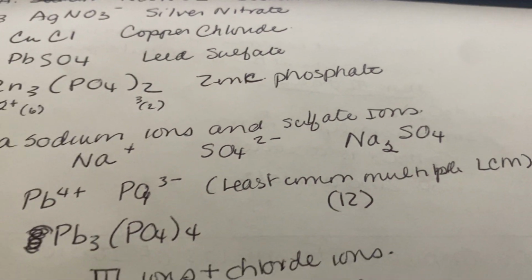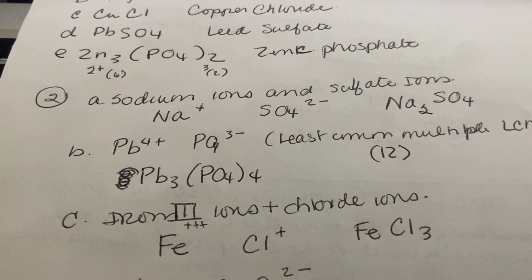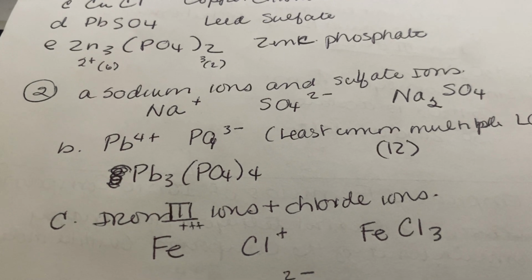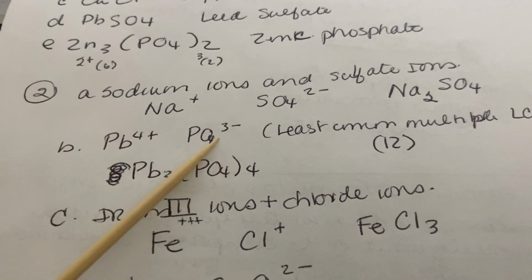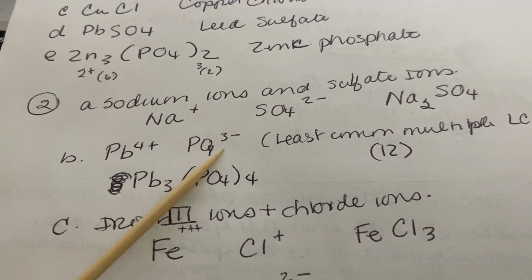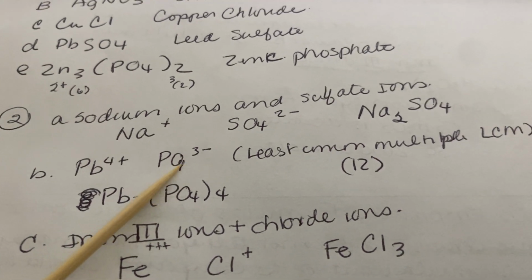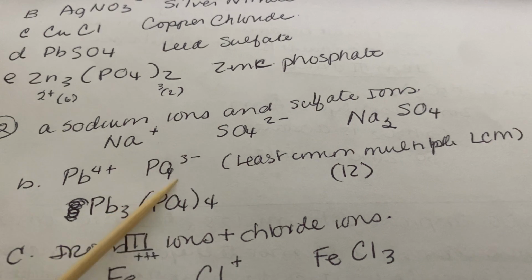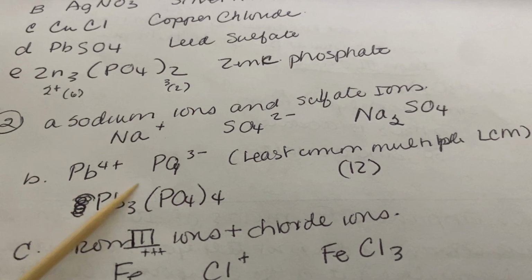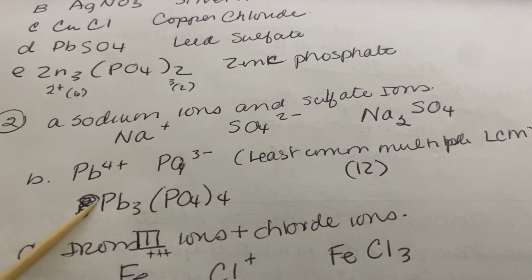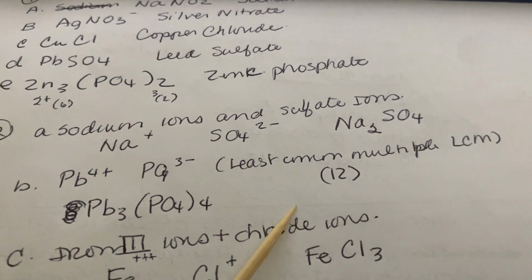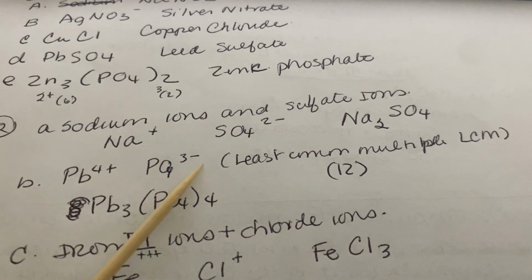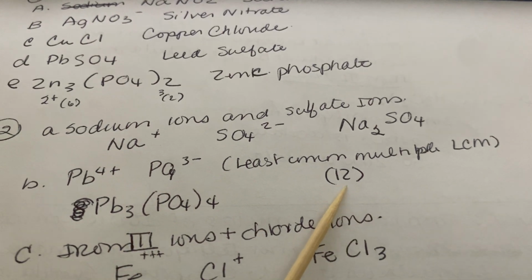That one's pretty easy. So the next one gives you Pb4, that's plus 4, and PO4, negative 3. So they want you to balance this out now. You're bringing these together, like they did here. So now you want to have the least common multiple of them, right? The least common multiple of 4 and 3 is going to be 12. So you put 12 over here.